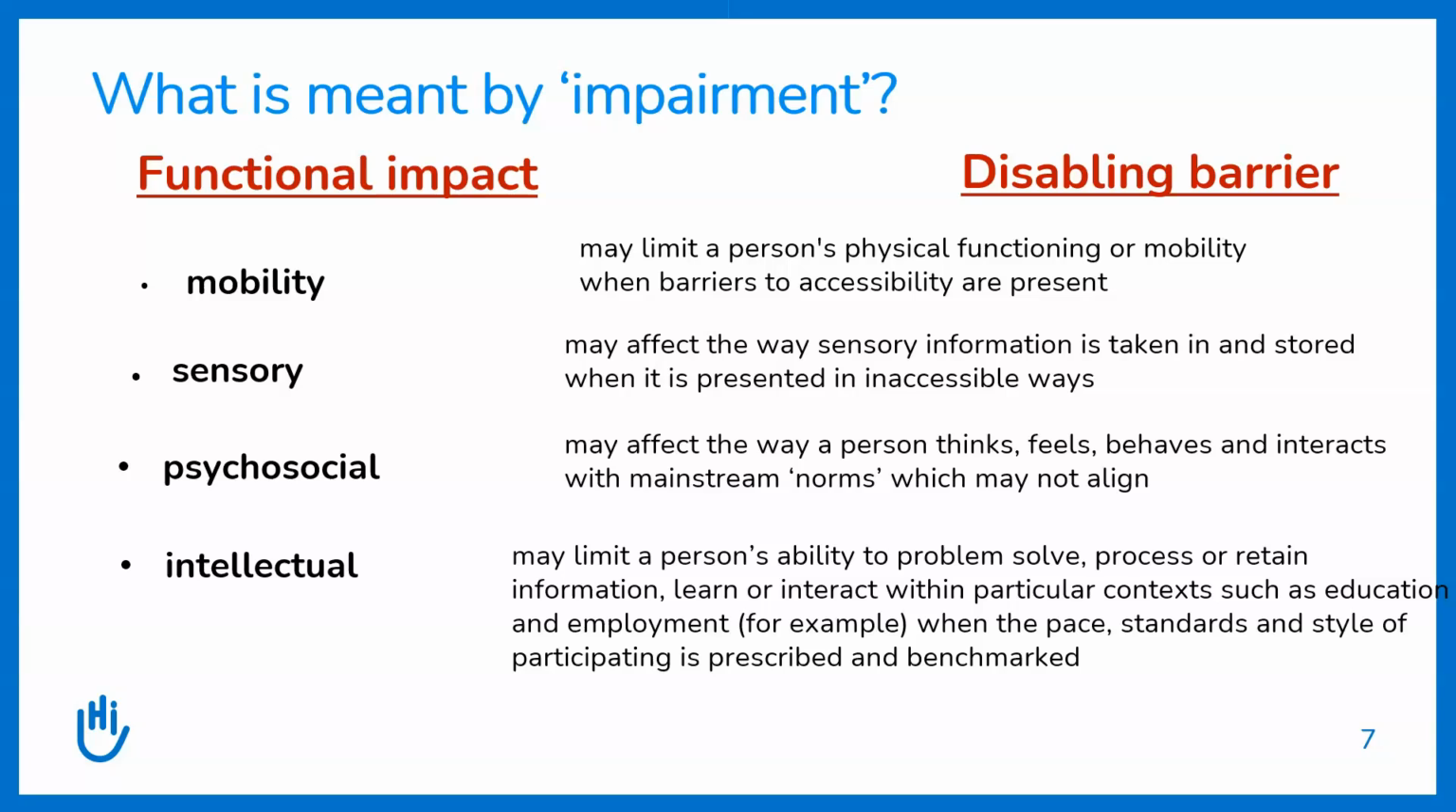Then intellectual impairment limits a person's ability to solve problems, process or retain information, learn, or interact in particular contexts such as education. Because education links information taken in with the cognitive part of the person. So sometimes the intellectual impairment may limit a person from this.